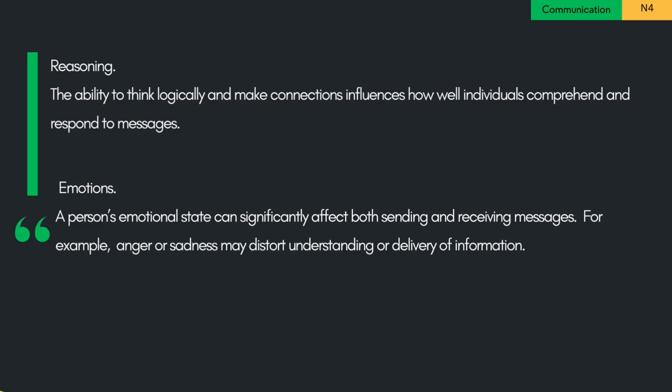4. Emotions. A person's emotional state can significantly affect both sending and receiving messages. For example, anger or sadness may distort understanding or delivery of information.